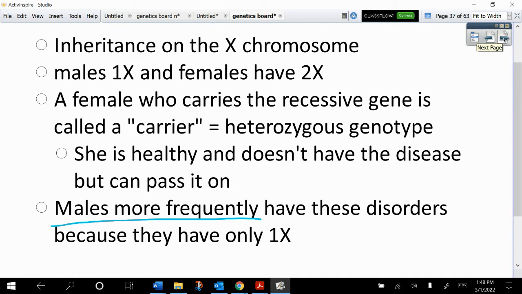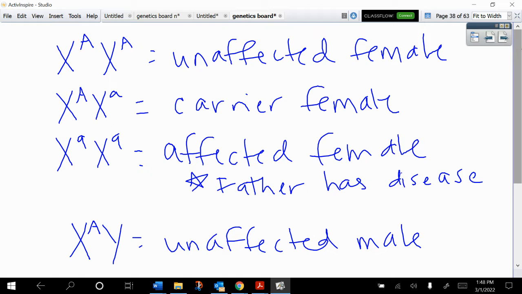Now, I want to just go over the possible genotypes for females and males whenever we look at sex-linked inheritance, and go ahead and write these down. So the possible genotypes that we have: X capital A, X capital A. This is an unaffected female that we would say is normal. We can have X capital A, X lowercase a, or the heterozygous female that would be the carrier, but would also be normal. Also would not be affected by this trait.